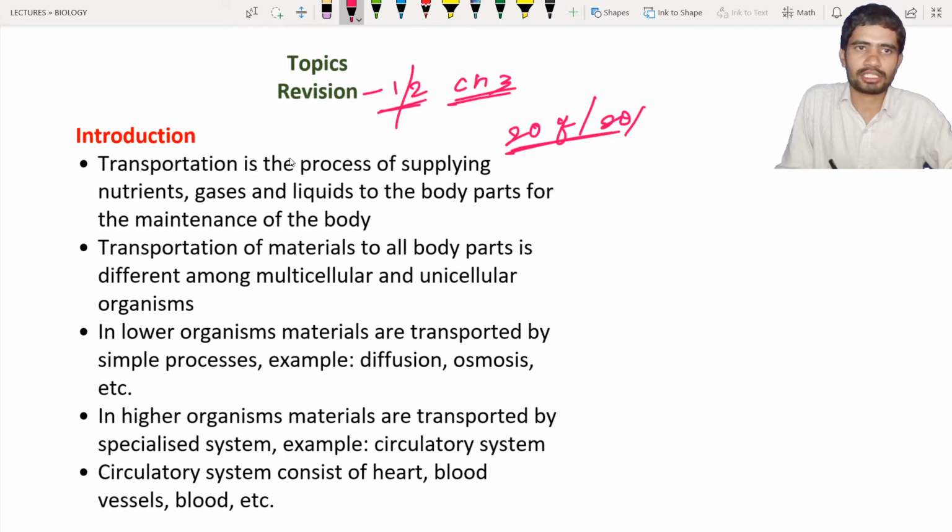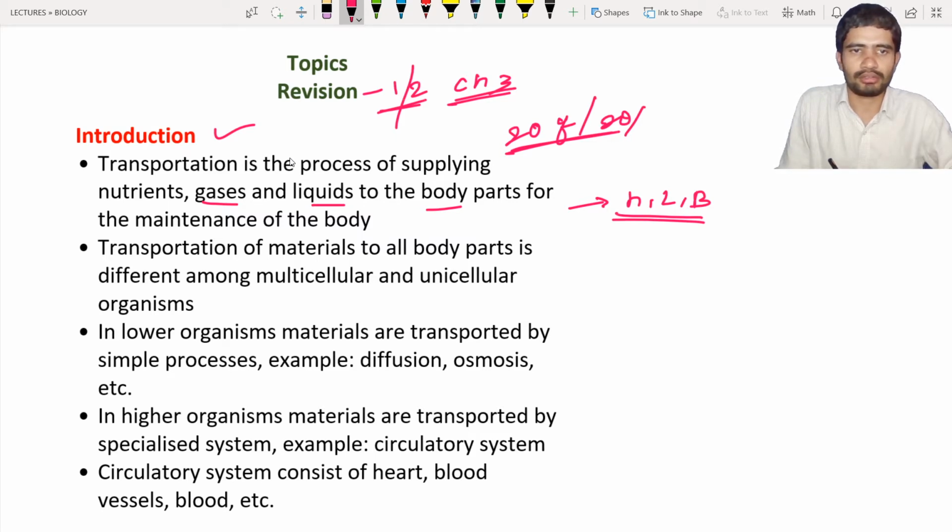Okay, now let us start our discussion. The first is the introduction. So what is the need of transportation? Transportation means the supply of nutrients, gases, liquids to the body parts. For example, if you eat food, the food will be in the intestine. After digestion, the nutrients have to be passed to the hand, leg, and also brain, etc. So transportation is necessary in human beings to transport all these components. This is the main important part in transportation.